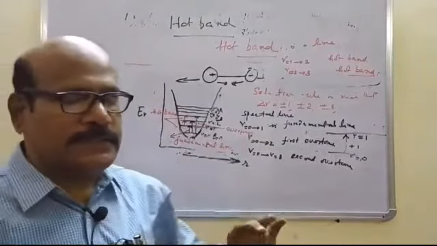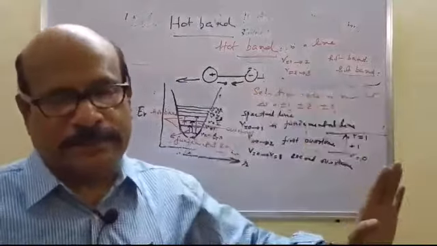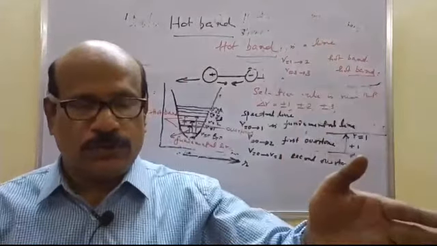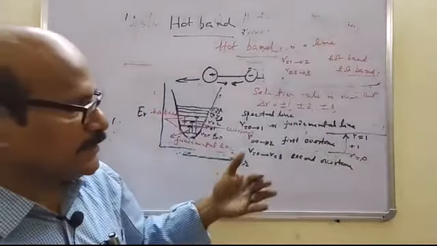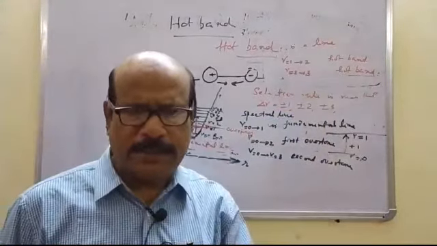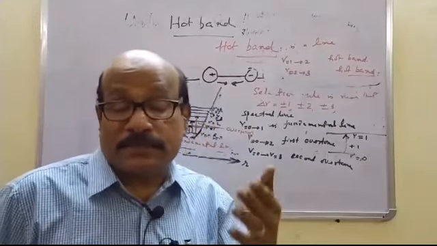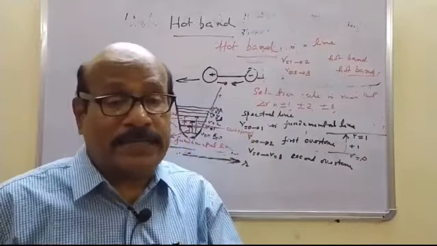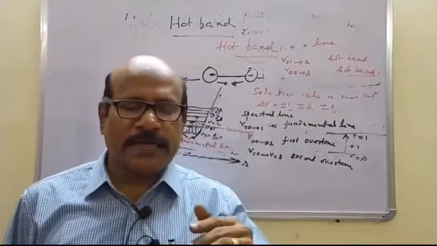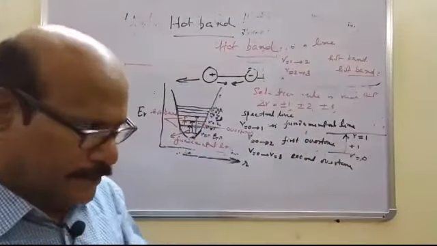The hot band is the transition between any two vibrational levels other than 0, such as nu equal to 1 to 2 or nu equal to 2 to 3, in the excited state levels. The hot band is temperature dependent. As the temperature increases, there is a definite probability that the higher vibrational levels get populated by the molecules, and transitions from those levels give the hot band.